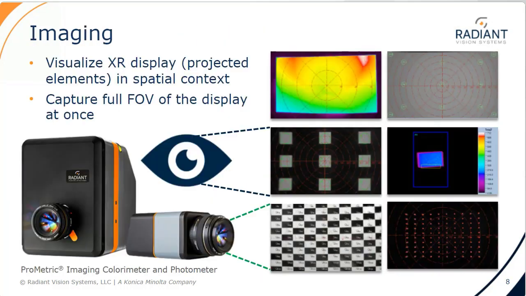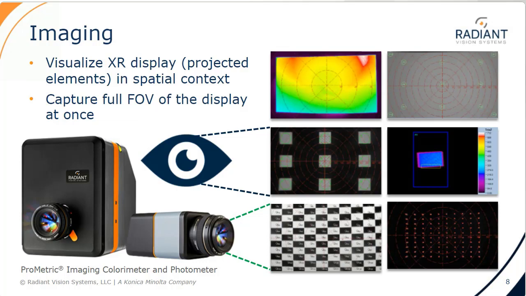Like the human eye, a measurement system must also visualize the display in a spatial context, capturing the entire field of view at once. Along with photometric principles, imaging is a key element for testing, which is why imaging photometers are the fundamental camera component of an XR display test system.